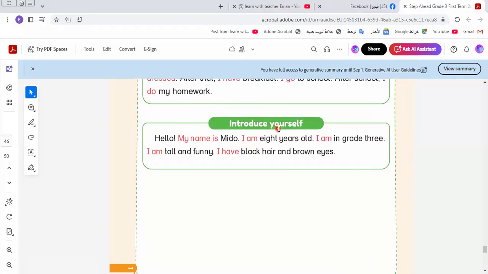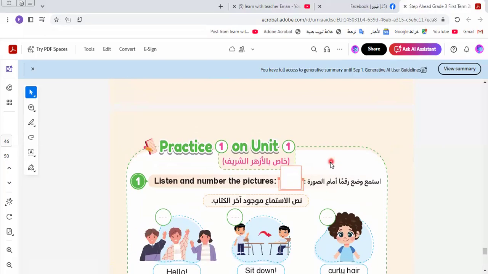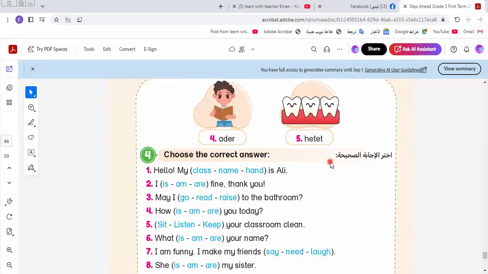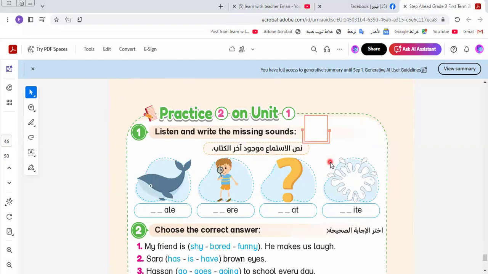Introduce yourself. Hello, my name is Midu. I'm 8 years old. I'm in grade 3. I'm tall and funny. I have black hair and brown eyes. Okay, let's go to answer the questions of this unit.